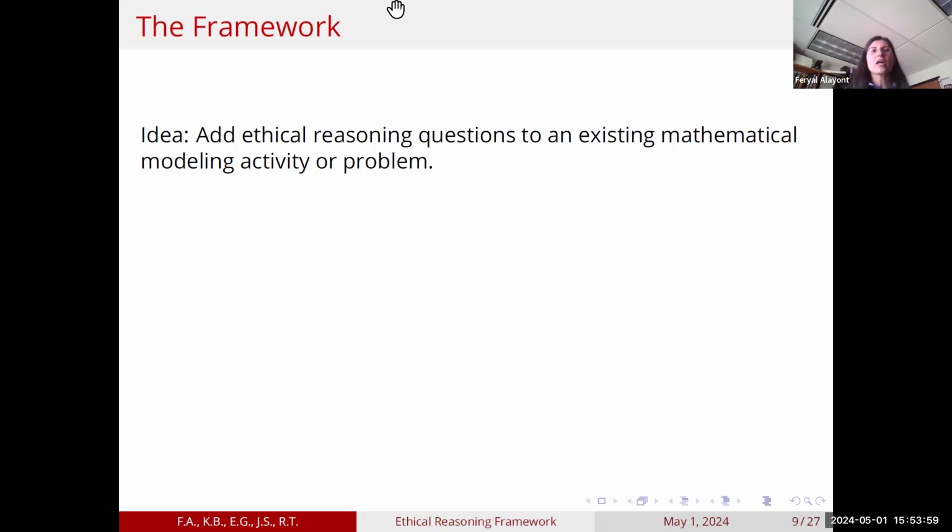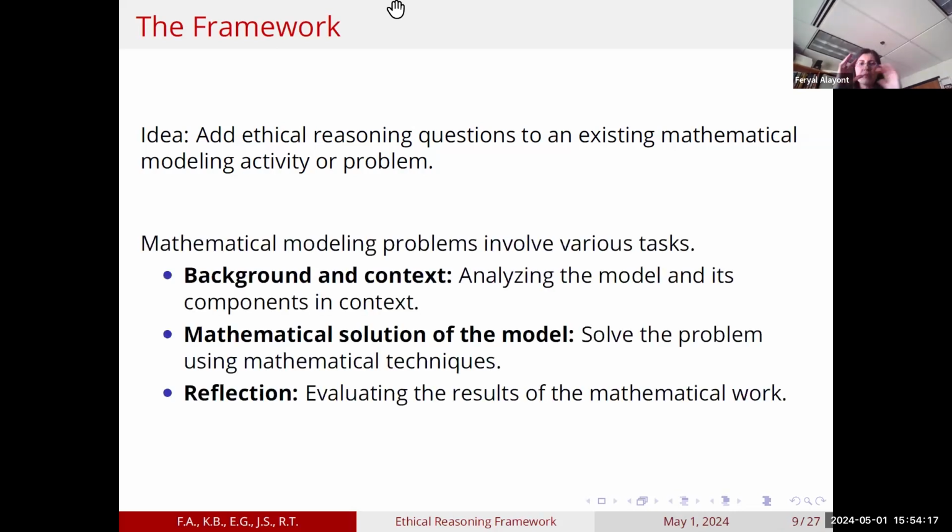And now what's our framework? So we're basically taking an existing mathematical modeling problem, and then adding some prompts to make this mathematical problem more relevant to real life, more real life-like. And the way we do that is by identifying, I mean, this is our perspective of a mathematical modeling problem. The meat that we normally see in our mathematical modeling problems is the mathematical solution of the model.